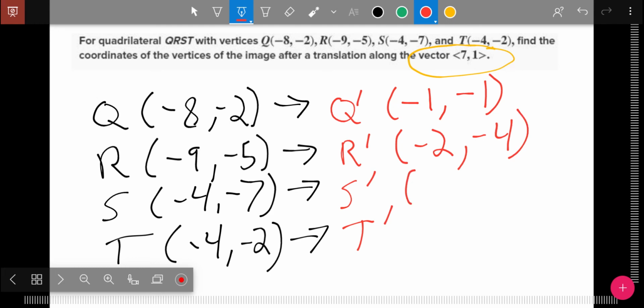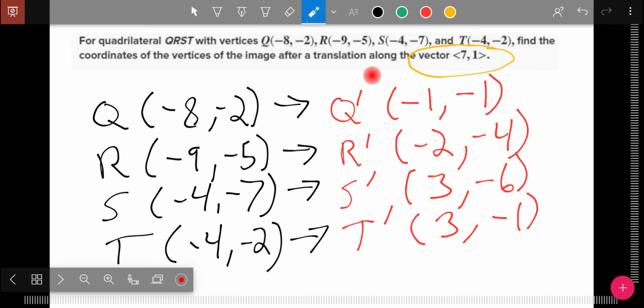For S, -4 plus 7 is +3. -7 plus 1 is -6. -4 plus 7 is still 3 for T image. And -2 plus 1 is -1. And so I made a new list of coordinates along this vector by adding 7 to the X values and 1 to the Y values.